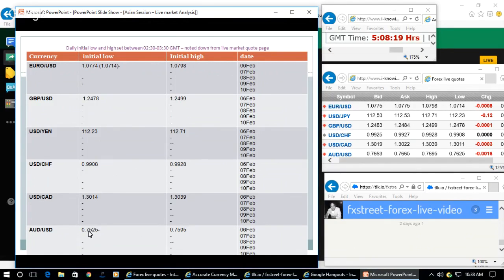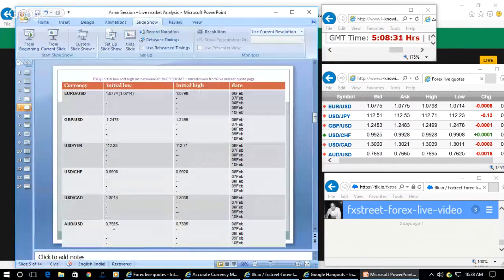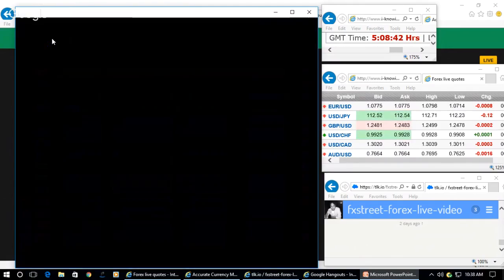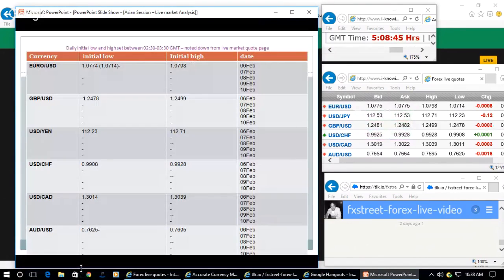Then Australian dollar, 75.25 is the low, 76.25 is the low. Sorry, that is a mistake. Then 76.96 is the high. Sorry, there is a typographical mistake. They have not breached. So in all the currencies, they set the initial lows and the highs, and they have not breached them. It indicates that they are just waiting for the traders to commit positions. They are making small moves here.